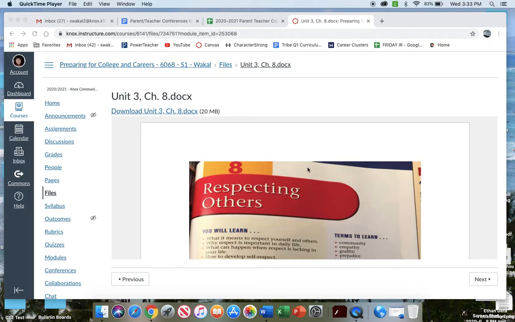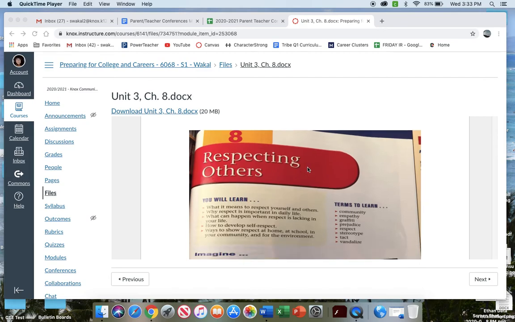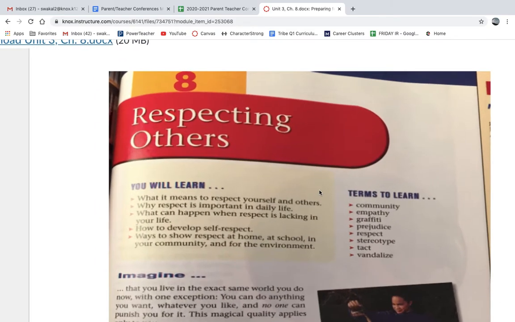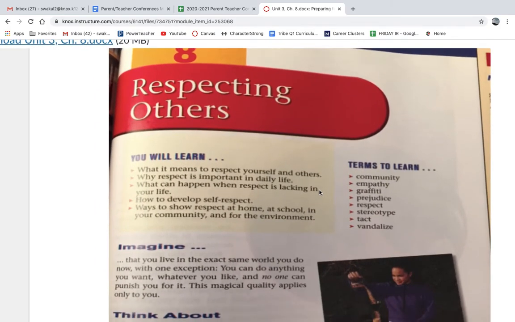Okay, we're starting a new chapter. Oh, I thought I could make that bigger. Okay, I guess that's going to be about as big. Oh, there we go. Okay, actually we're starting a new unit.